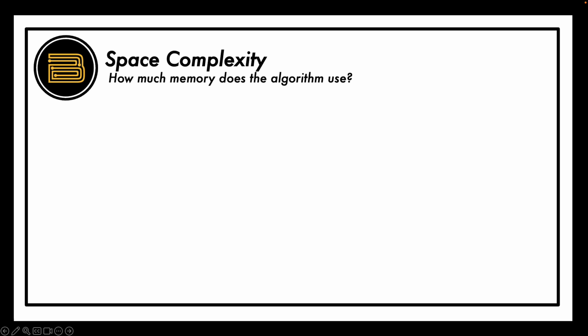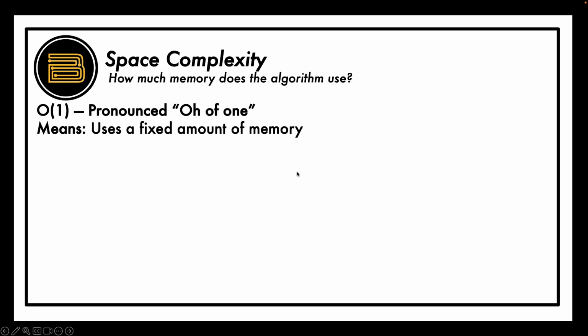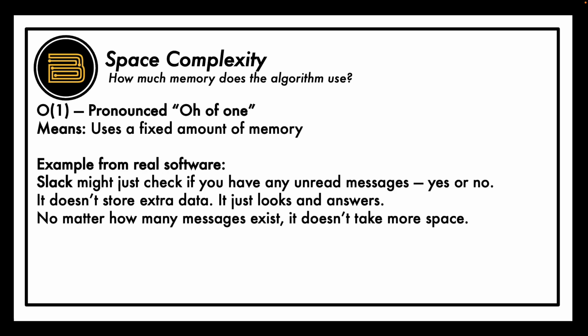Now let's turn our attention to space complexity, or how much memory does the algorithm use. So for this one, we also have O of 1, but this one means that it uses a fixed amount of memory. A good example here is Slack.